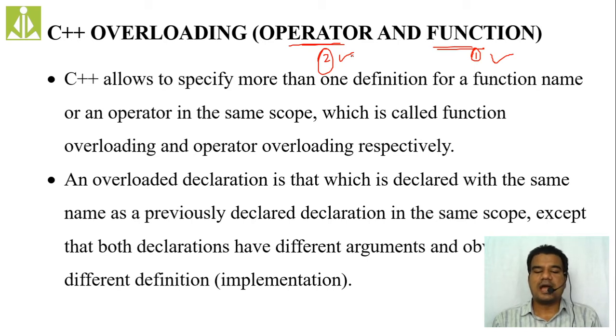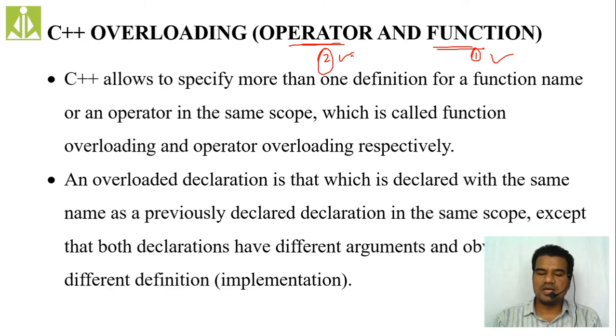So if you read it, an overloaded declaration is one declared with the same name as a previously declared declaration. We already have one such declaration, and again we are declaring the same function but with different parameters, and obviously different definitions. For every declaration we have a separate definition. In that way, these functions differ when we do function overloading.